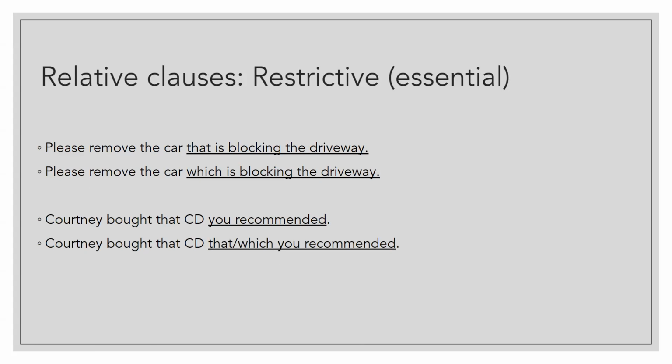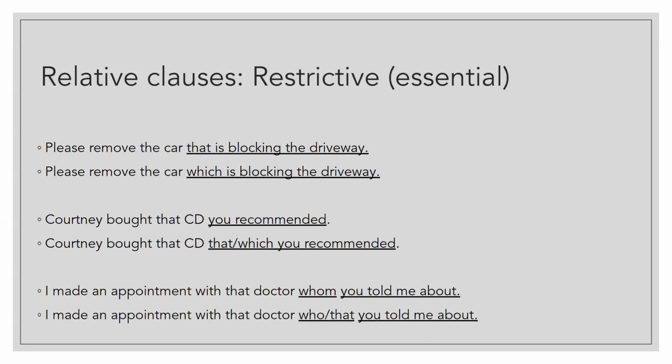I can just say, Courtney bought that CD you recommended. And in everyday speech, we usually drop that relative pronoun. But I can put a relative pronoun, that or which, again, for objects. Okay. If it's a person, and that person is the object, you told me about him, then it would be, you told me about whom. I could put that whom in there, but no one talks like that. No one uses whom. So it's a person. We usually use who or that.